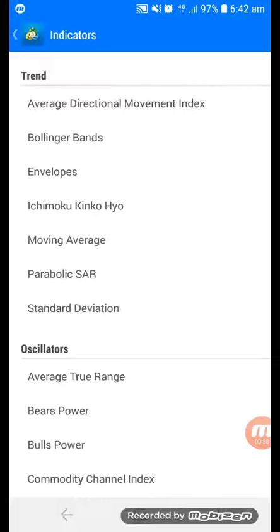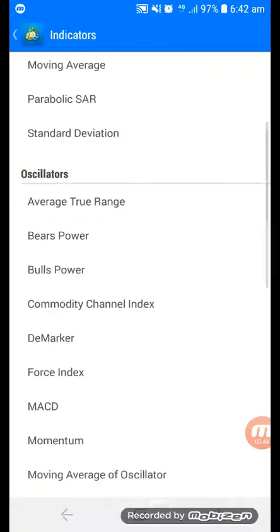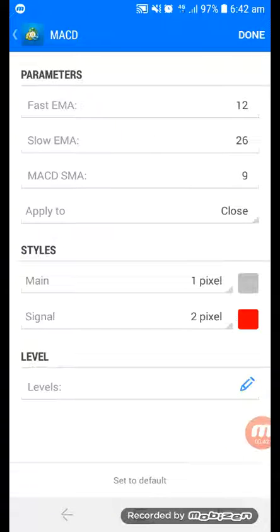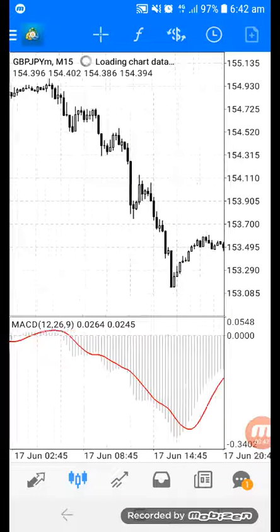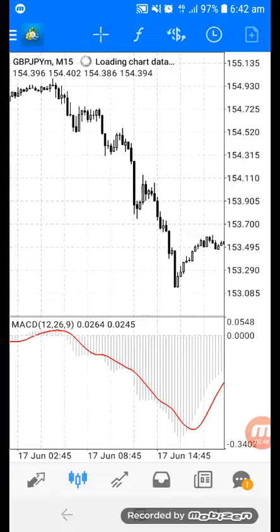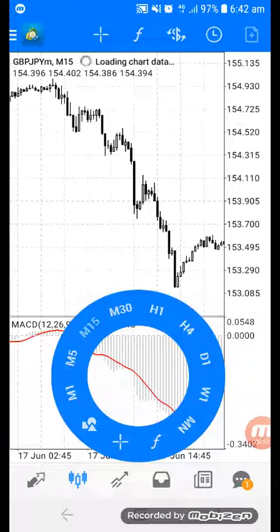So the first indicator that we are going to need is the MACD, and we are going to set it to default setting. Then we press done. So we now have our MACD.